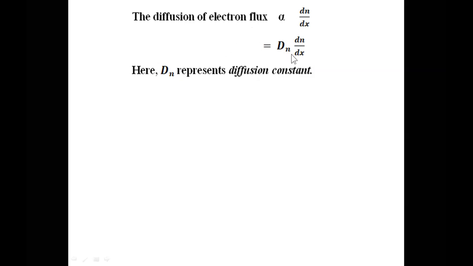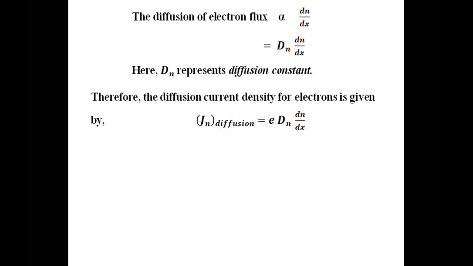And if you remove this proportional symbol, we will get Dn, which represents the diffusion constant of electrons. Similarly, this just gives you the number of charged particles passing through unit area and unit time. Now if you want to convert this number into current density, generally we have to multiply with the charge, that is E. Then the diffusion current density due to electrons is given by Jn diffusion is equal to E Dn dn by dx. This represents the current density of electrons due to diffusion.